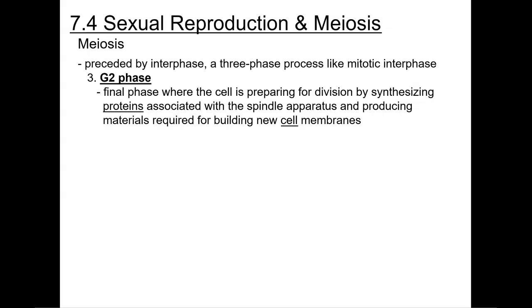So with meiosis, it's going to proceed by interphase, a 3-phase process, just like with the mitotic interphase. So we had the G1, we had the synthesis, now we're going into G2. That's the final phase where the cell is preparing for cell division by synthesizing its proteins that are associated with that spindle apparatus and producing materials that are required for building new cell membranes.